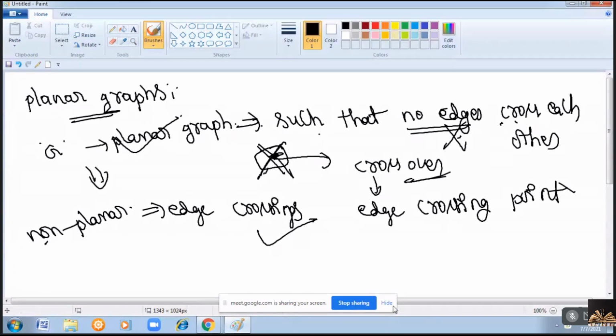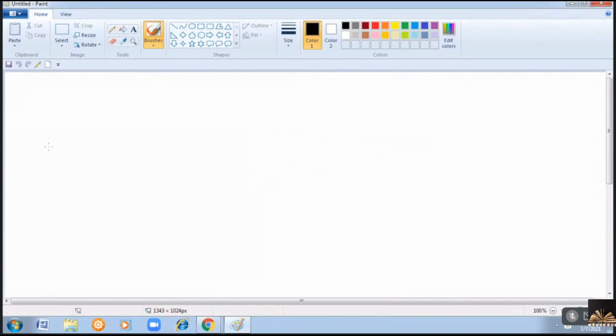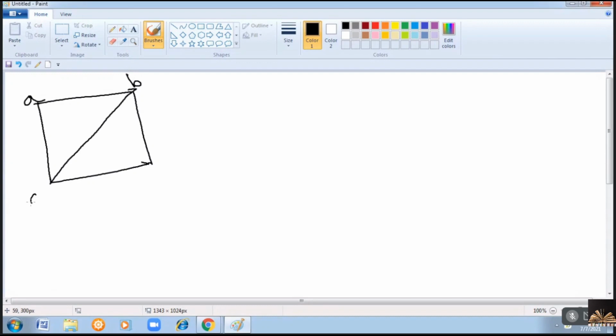See an example graph. Let us suppose a graph is given like this. Are there any edge crossings in that? When you observe this graph, there are no edge crossings. Therefore, you can say that it is a planar graph.